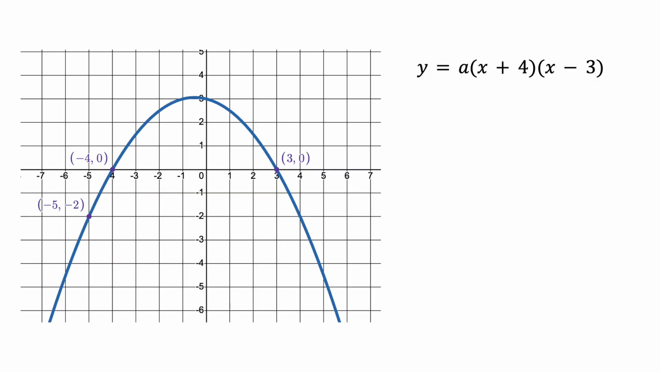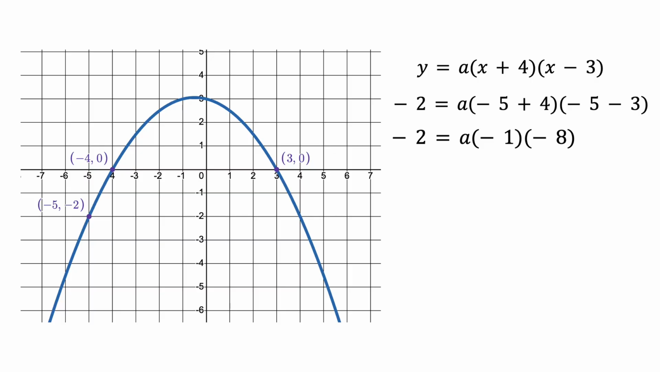Now, we still need to find the a value, and in order to do that, we need one additional point. So I labeled a point for you, (-5, -2). I'm going to plug in -5 for all my x values and -2 for all my y values. And now I'm going to simplify inside the parentheses. And please make sure you keep parentheses around these numbers. You can do this any way you want. I'm going to go ahead and divide both sides by -1 and then divide both sides by 2.